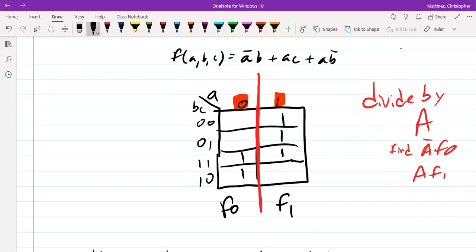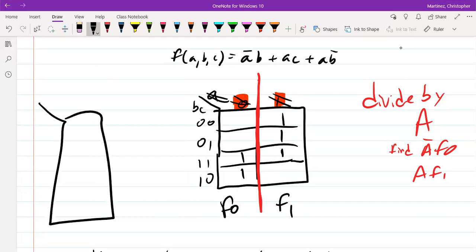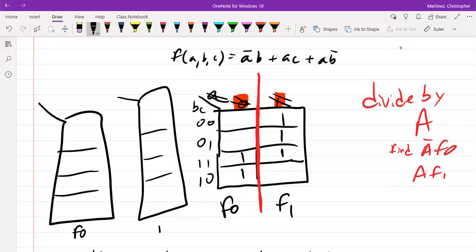Now, once I've divided it, I have factored out a. I'm going to erase that piece. And now I have it as two Kmaps. So I'm going to solve it. If you want to, you can view it as a Kmap with two variables for F0 and then two variables for F1. So it will look something like this.